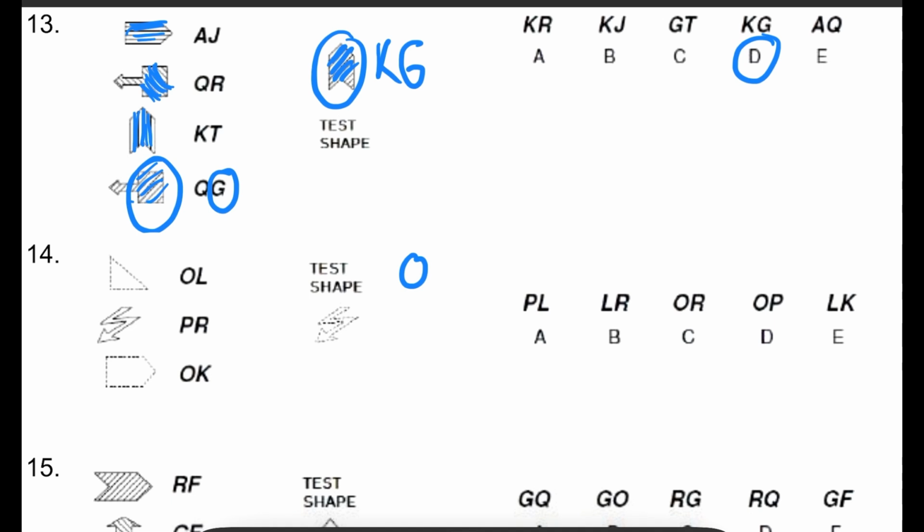So all of them have a different second letter, and they are also all different shapes. So the first one's a triangle, then it's an arrow, then it's a pentagon. So the test shape is this arrow shape, which is the same here. So the second letter here is an R, so we know the second letter here will also be an R. OR, the answer is C.